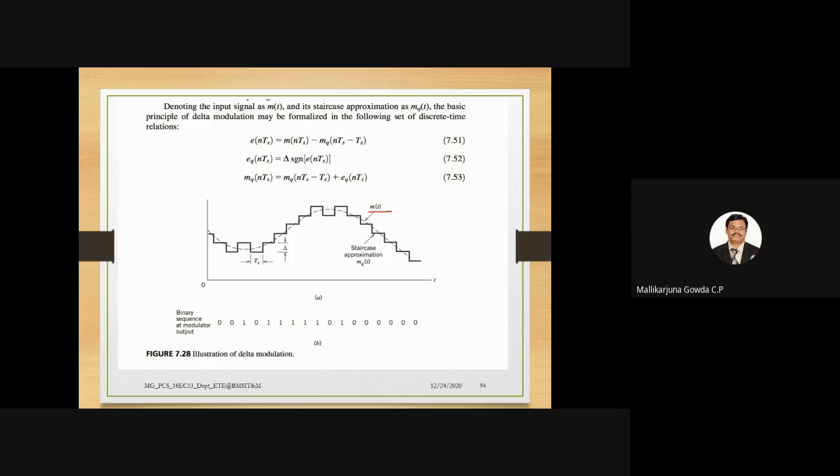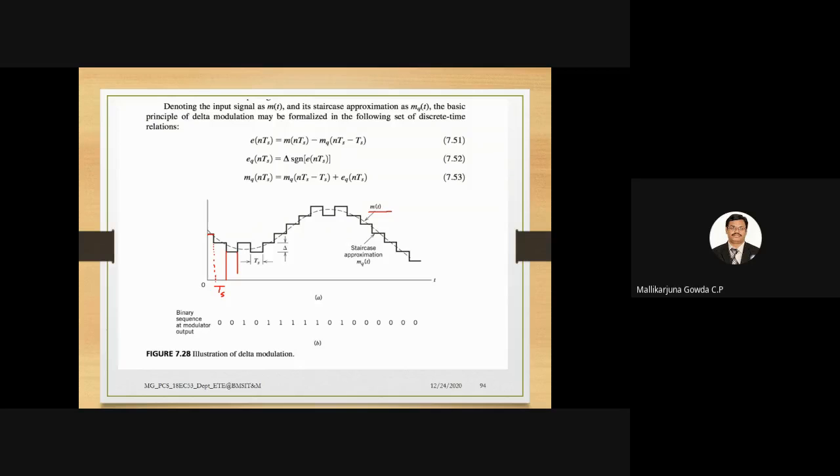To begin with, this is my sampling interval. As I said, I sample at Ts, 2Ts and so on. So this will be Ts, then next one is 2Ts, then 3Ts, 4Ts, 5Ts and so on. Let me take at the beginning, this is my staircase approximated value. I compare that value with my analog input signal.